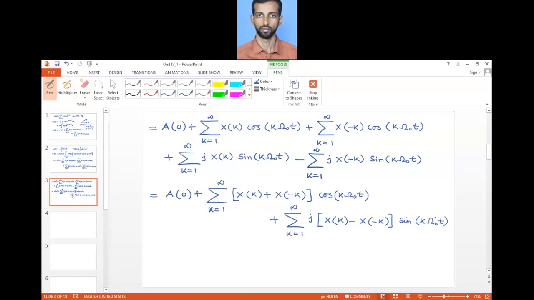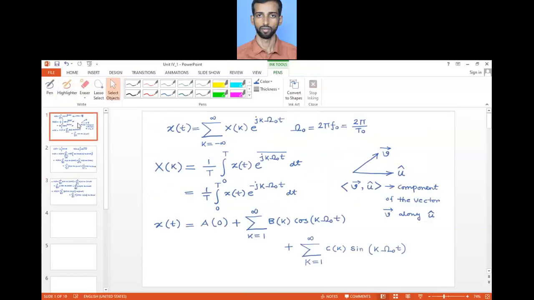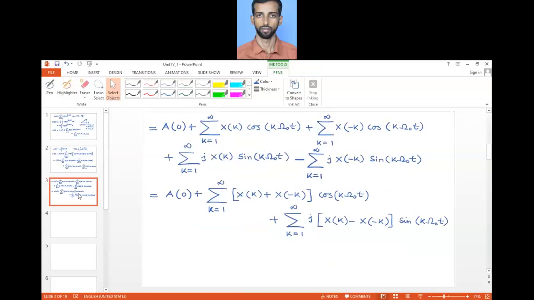So actually in our representation, x of t must be represented like a naught plus summation k equal to 1 to infinity bk cos k omega naught t plus summation k equal to 1 to infinity ck sine k omega naught t. Now we have almost the same form. Now we have to identify what is the ak, what is the bk, and what is the ck value over there.